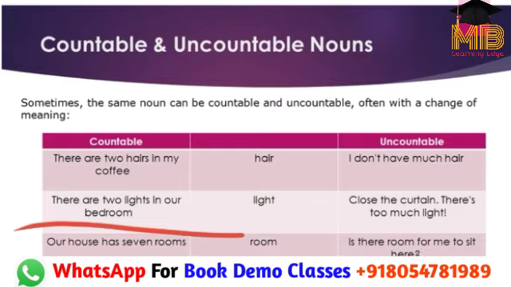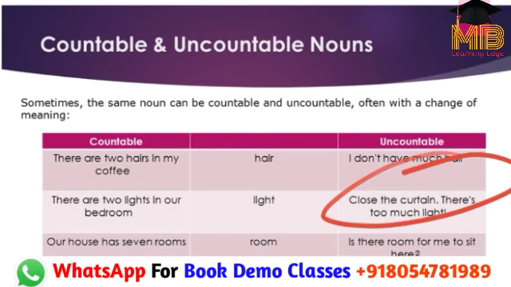Right? The bedroom, there are two lights in our bedroom. So when I say two lights, you know that I have two lights in my room. But when I say close the curtain, there is too much light. Now you cannot quantify it. You can only say that a lot of light is coming in, but I can't say the number of how much light is coming in, right?